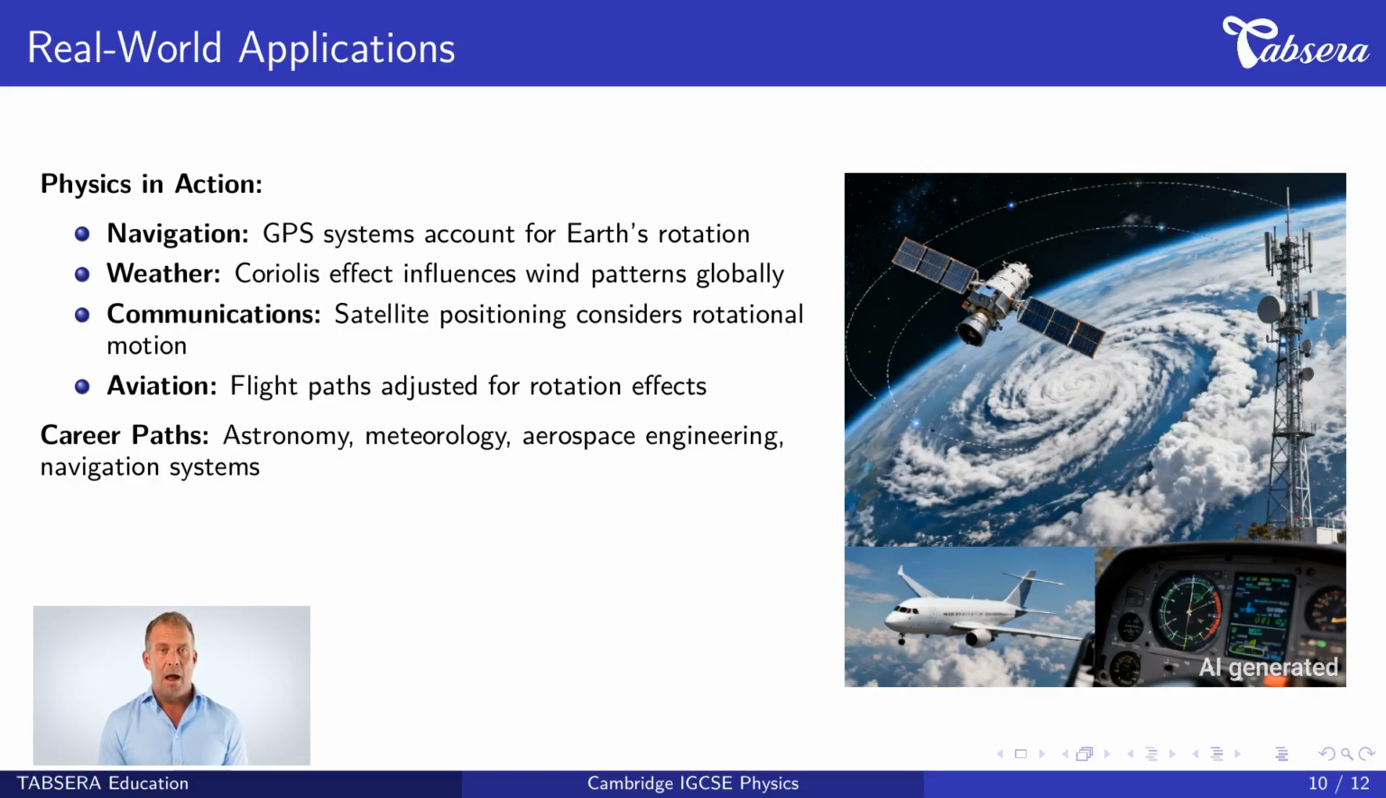Physics principles power our modern world. Let's see how Earth's rotation applies in practice. In navigation, GPS systems must account for Earth's rotation to provide accurate positioning. The satellites and ground-based receivers are all moving due to rotation, requiring complex calculations. In weather forecasting, the Coriolis effect, caused by Earth's rotation, influences wind patterns globally, creating cyclones and determining storm directions. In communications, satellite positioning systems must consider rotational motion to maintain proper alignment with ground stations.